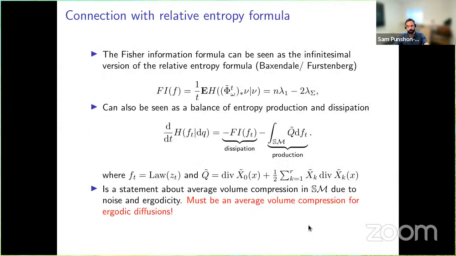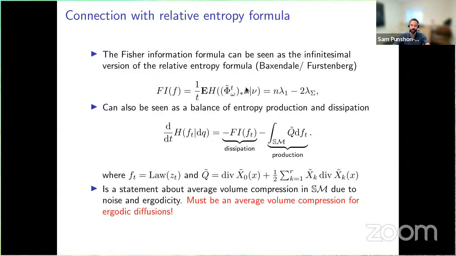And it's a signed bit of information. So I will remark that this formula more or less has been known by other people. I mean, Furstenberg more or less used a version of this in his original work. Baxendale has a whole series of works on proving this for stochastic differential equations. However, it's not done through the Fisher information. It's done through the relative entropy.